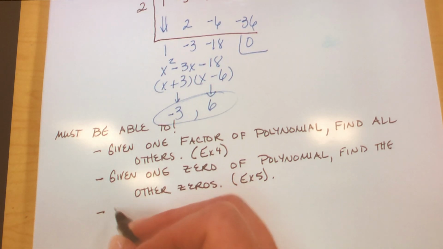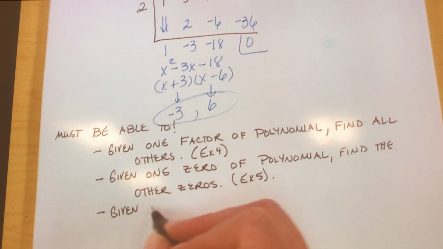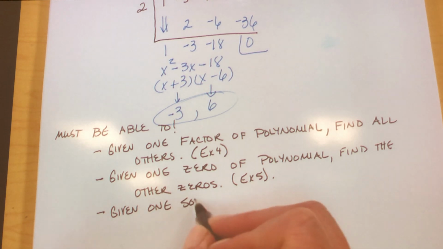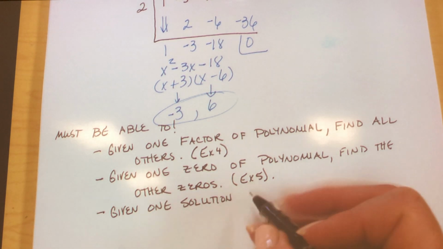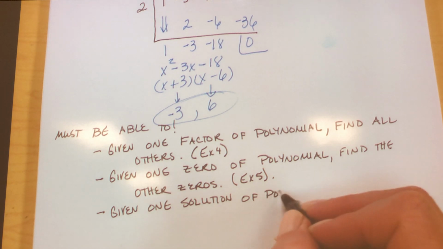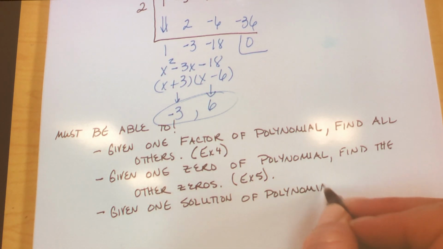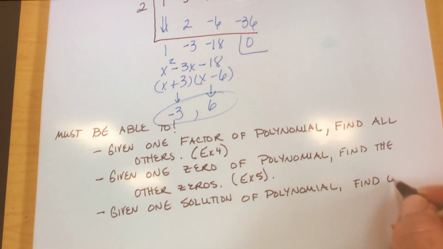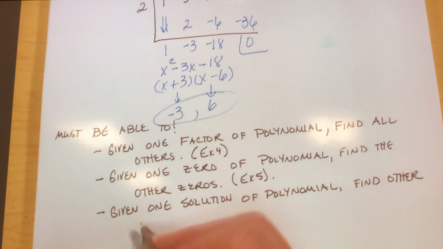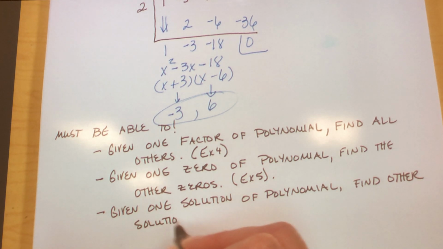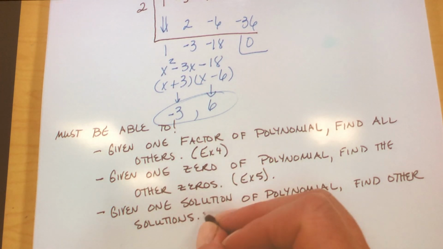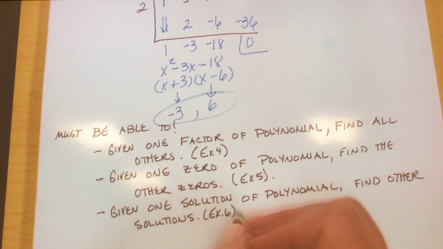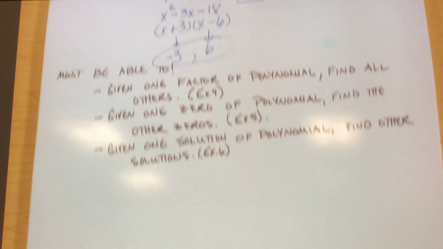All right, here's one more. Given one solution of a polynomial, find the other solutions. What do you think about that one? It's just like example 5, isn't it? But it's actually going to be example 6. We're fixing to do it right now.